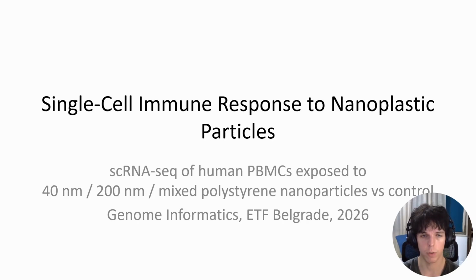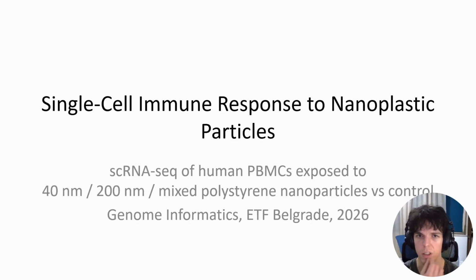Single-cell analysis of how human cells respond to nanoplastic particles of different sizes, where nanoplastics are tiny particles now found in human blood cells in direct contact with our immune cells. My question is whether size matters. Do small and large nanoplastics cause different responses, and does a mixture of both do something neither size does alone?